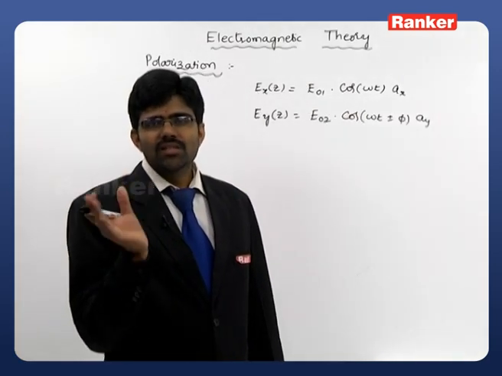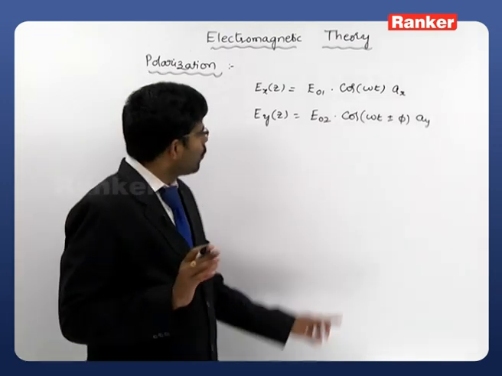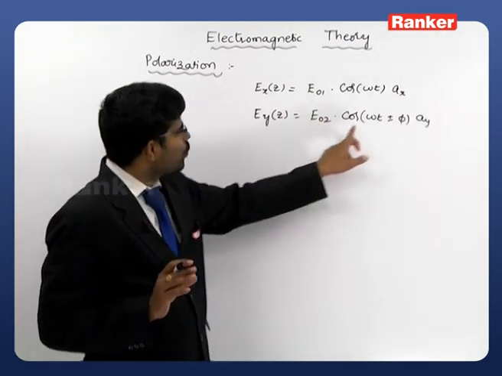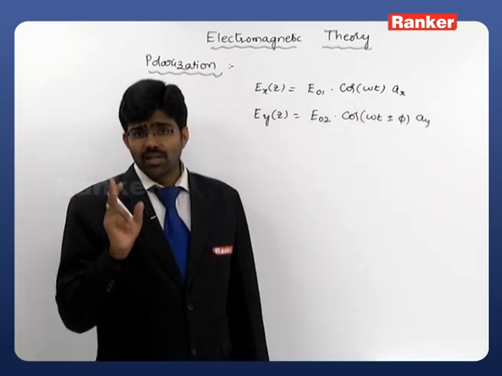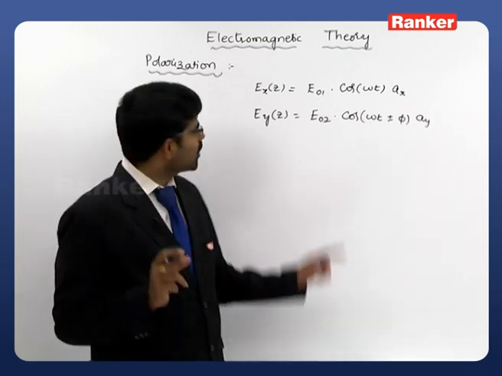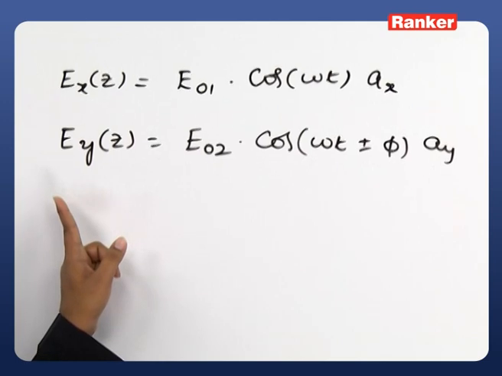That phi will be substituted with different values, right? Case by case we will observe what happens if I am varying these two, what happens if I am varying this phi. We require, once again remember, the resultant of Ex and Ey, right? The resultant of Ex and Ey is nothing but the electric field that we have, right?